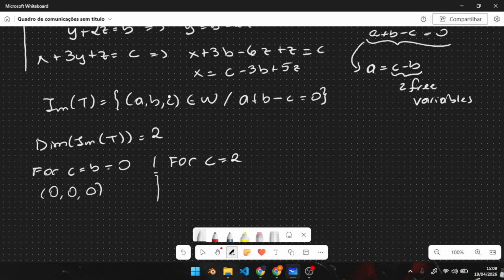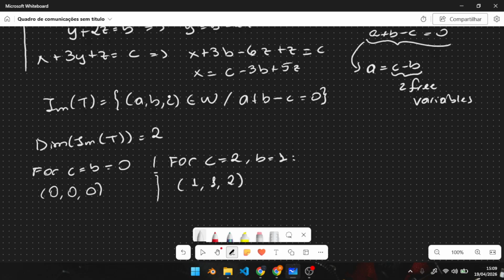Now, for C equals 2 and B equals 1, you're going to have the vector A is going to be 2 minus 1, which is 1, B is 1, and C is 2. So that's yet another vector. And it is part of W because it is a three-dimensional vector, and it follows the simple rule. A plus B, which is 1 plus 1, minus C, which is minus 2, leads to 0. So 1 plus 1 is 2, minus 2 is 0.